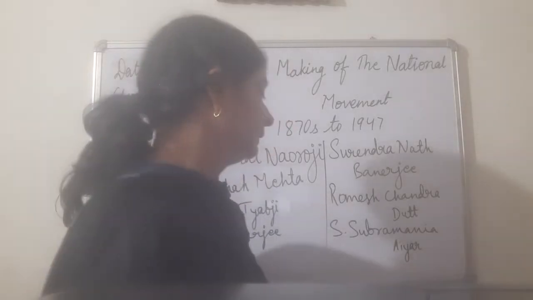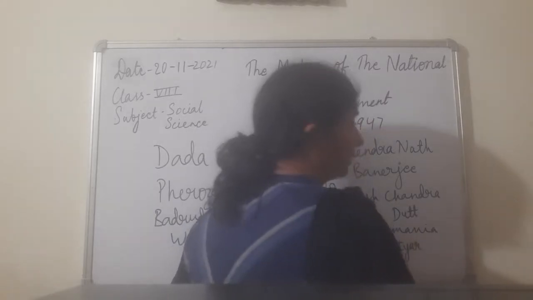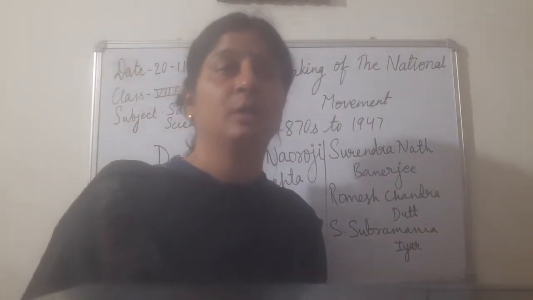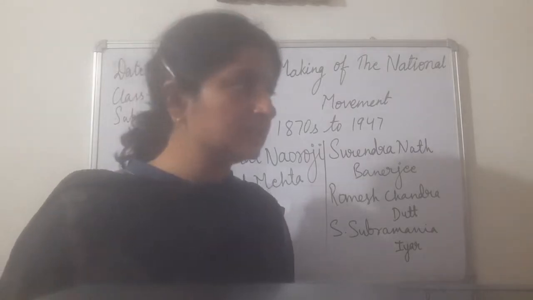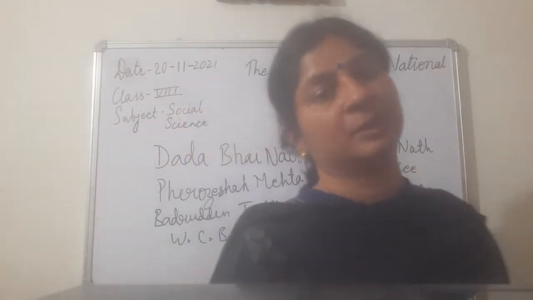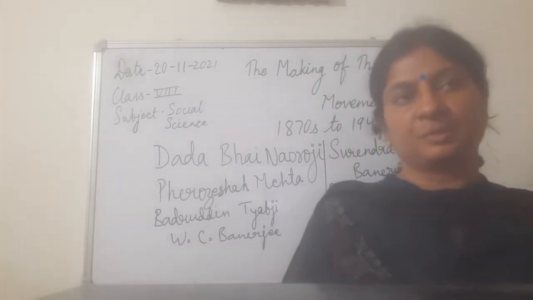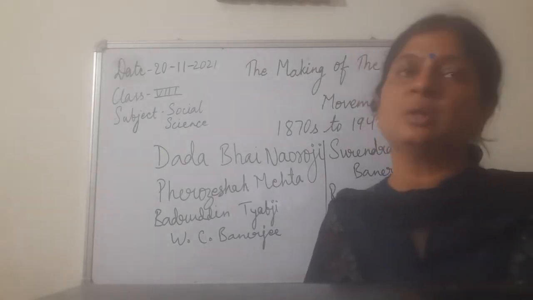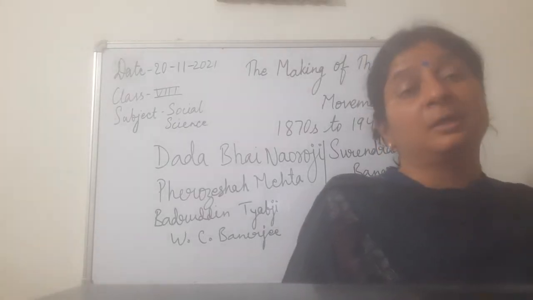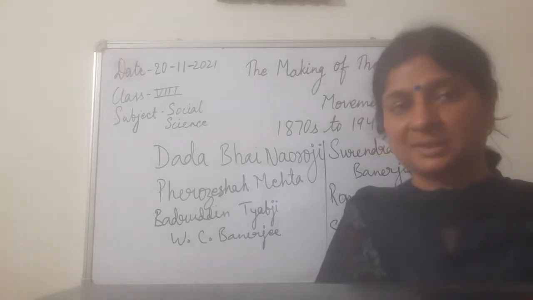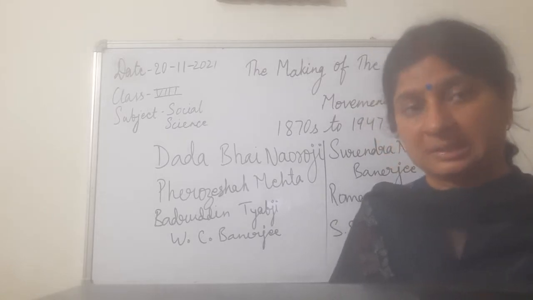Okay, so these were the important early leaders of Congress, and among these leaders there is one more name which is very important to know, and that is A.O. Hume, Allan Octavian Hume, who is considered to be the founder of the Congress. He was not an Indian, he was a retired British official, and he played a very crucial role in bringing Indians from different regions together and in forming the Indian National Congress. That is why he is known as the founder of the Indian National Congress.